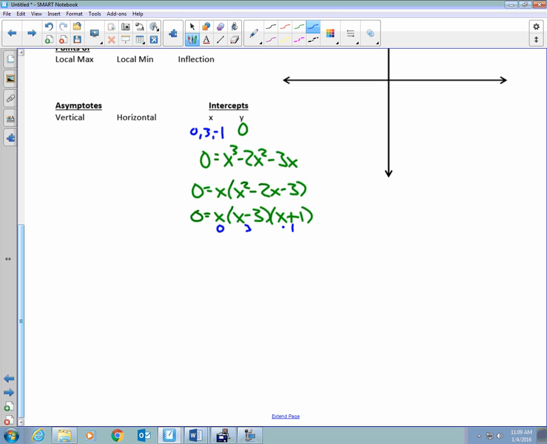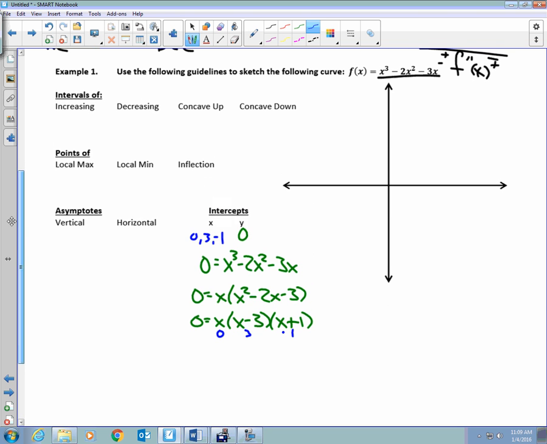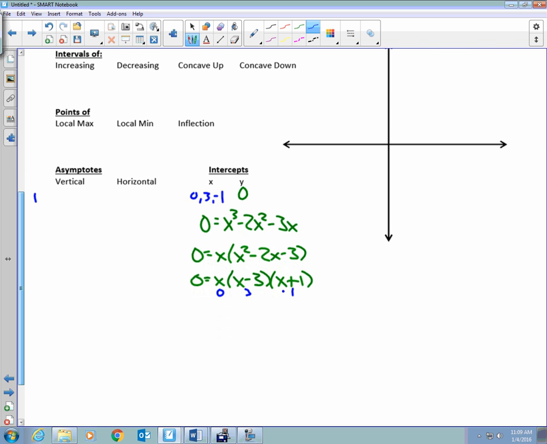Okay, as far as asymptotes, let's look at this function again. Is there anywhere where this function is undefined? No, it's defined for all real numbers. Its domain is all real numbers. So let's determine the end behavior. Instead of asymptotes, we're going to look at the end behavior.